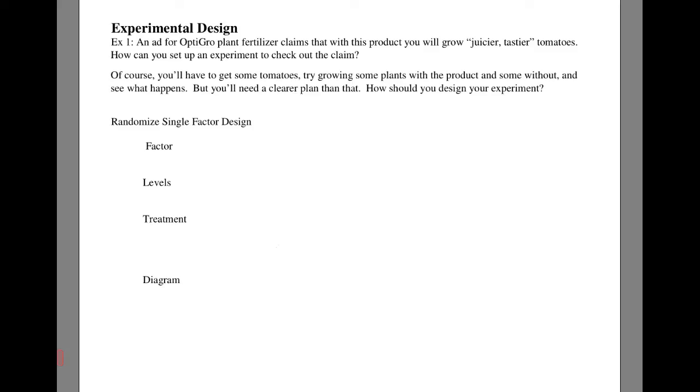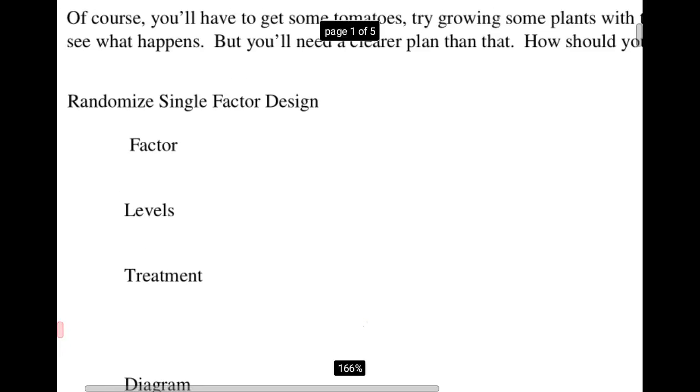So we're going to do a randomized single factor design, and we'll start with the first few examples just defining what factors are, levels, treatments, all that, so we get used to the vocabulary. You absolutely need to know vocabulary. This chapter is very vocabulary intensive. You've got to know all of these terms: factor, levels, treatments, blinding, placebo, double blind, all these things.